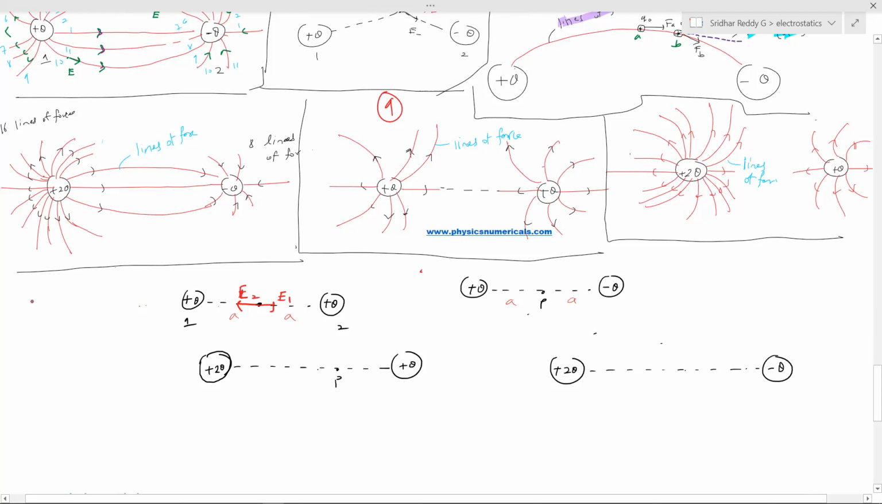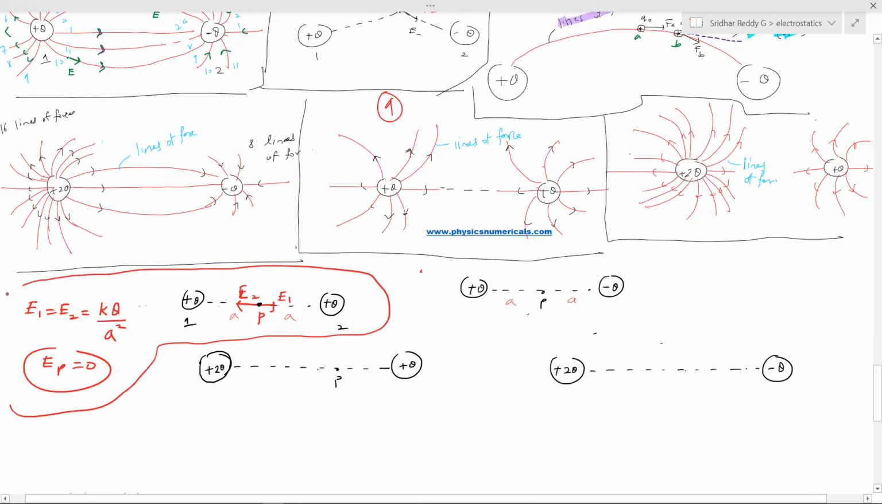So what are E1, E2 equal to? They're of equal magnitude. Therefore, what is the net field at point P? The net field at point P will be equal to 0. This is in the first case. So two like point charges are there. Exactly at the midpoint, what is the resultant field? It will be 0.